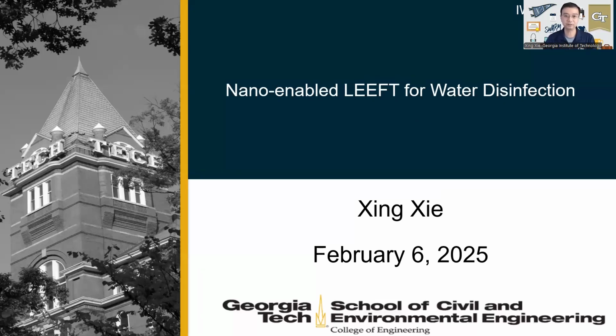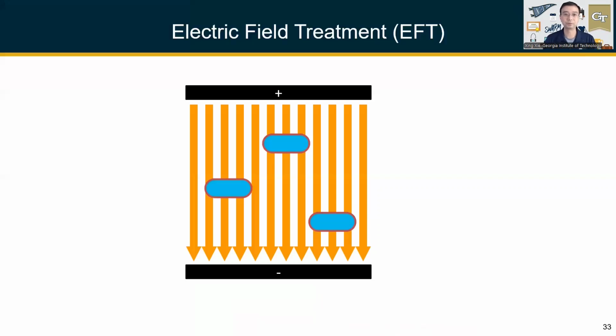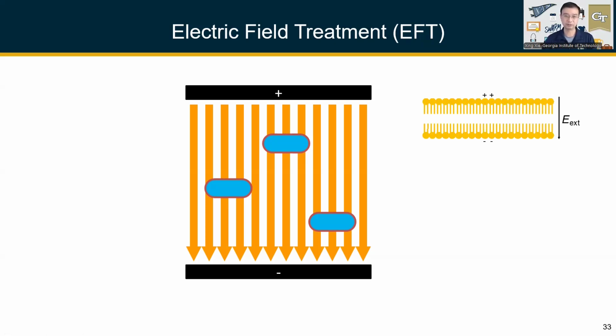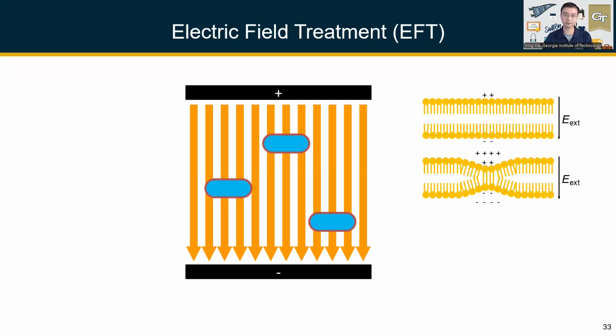To explain what LEEFT is, I need to explain what the electric field treatment is first. That's the EFT. This is a schematic showing the parallel electrodes. You have a positive electrode, a negative electrode, and the orange lines indicate the direction and the strength of the electric field. We have the cells here, exposed to this external electric field. Because of the external electric field, the positive ions in the media will move towards the negative side, and the negatively charged ions will move towards the positive side. The movement of these ions will squeeze the cell membrane and generate what we call the transmembrane potential. This transmembrane potential is proportional to the strength of the external electric field.